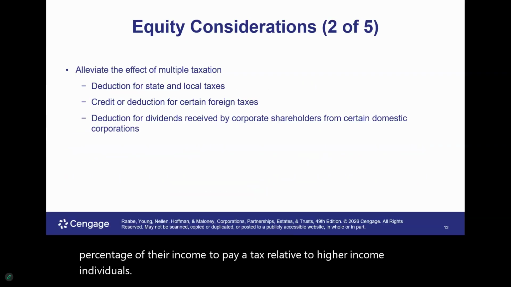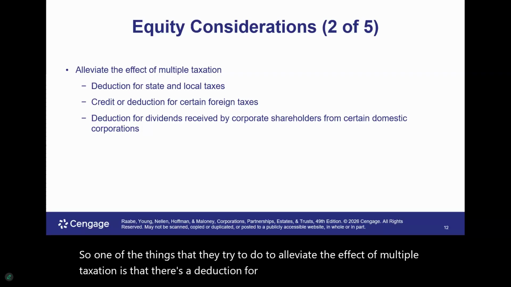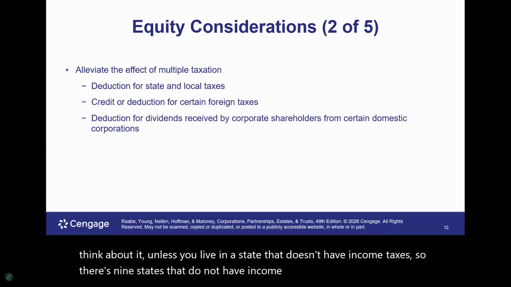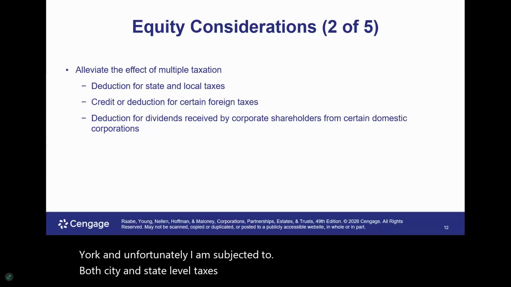So one of the things they try to do to alleviate the effect of multiple taxation is a deduction for state and local taxes. Because if we think about it, unless you live in a state that doesn't have income taxes, and there are 9 states that do not have income taxes. But I live in New York, and unfortunately, I am subjected to both city and state level taxes. But again, there are 9 states with no income tax.